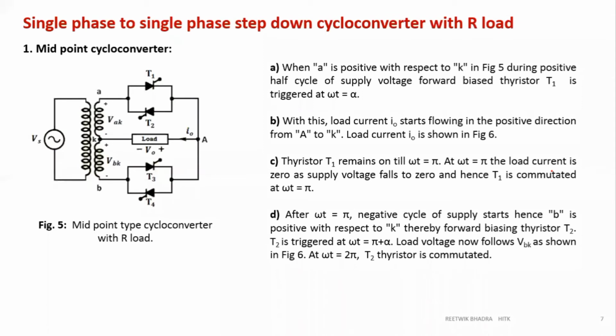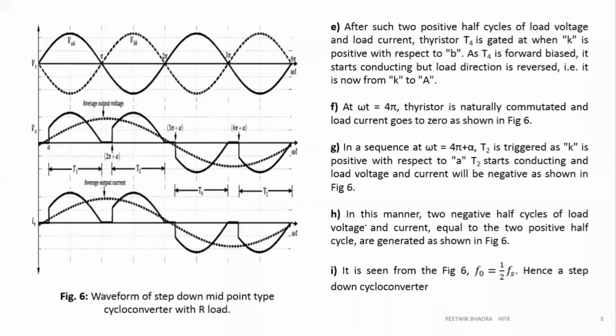We have to operate the switches in such a way that my output frequency is lower than the input frequency. Circuit is same. See, if I ask you to explain step down cycloconverter, your circuit will be same. Only whatever description written over here are different. Whatever waveform drawn over here are different.